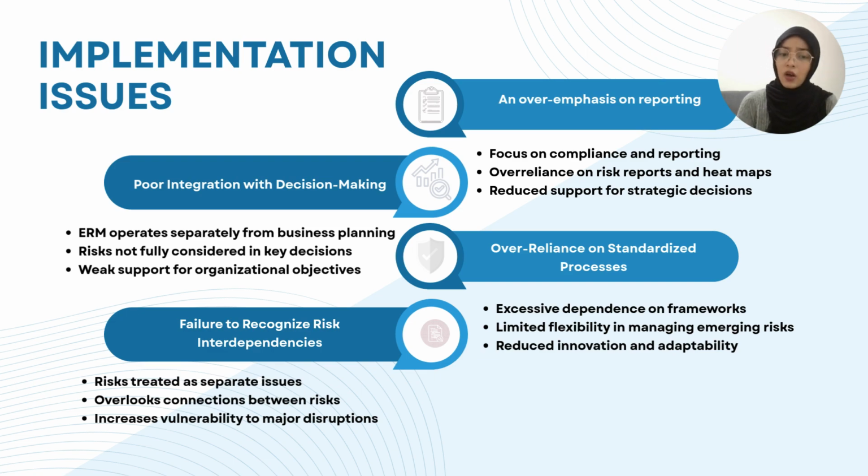The last issue in implementing ERM is failure to recognize risk interdependencies. So a common weakness in ERM is treating risk as a separate issue. In reality, risks are interconnected, and a problem in one area can trigger additional risks across the organization. So ignoring this relationship may increase the impact of major disruption.